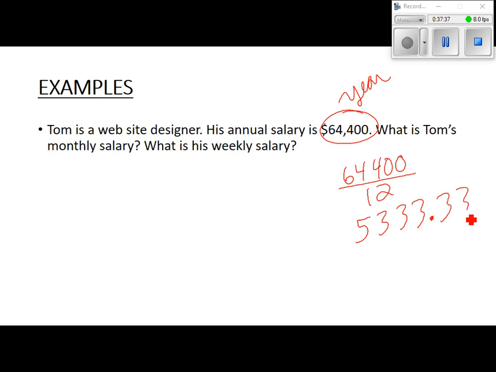All right, let's talk about this real quick. That's per month. That's one of the answers. What's going to happen at the end of the year? Put this number in your calculator and times it by 12.